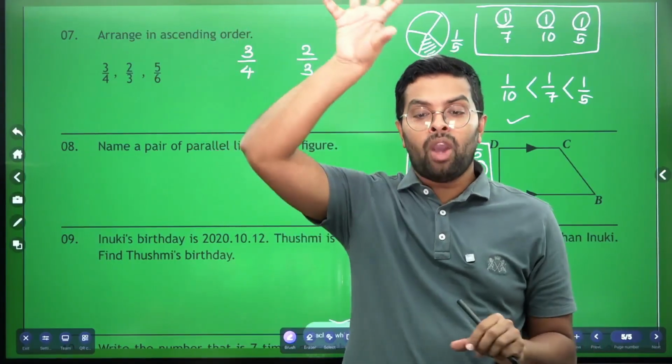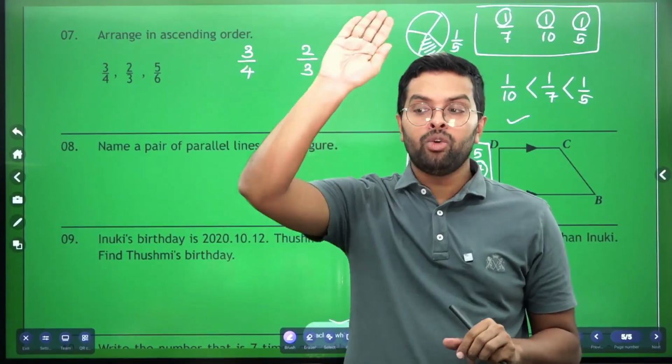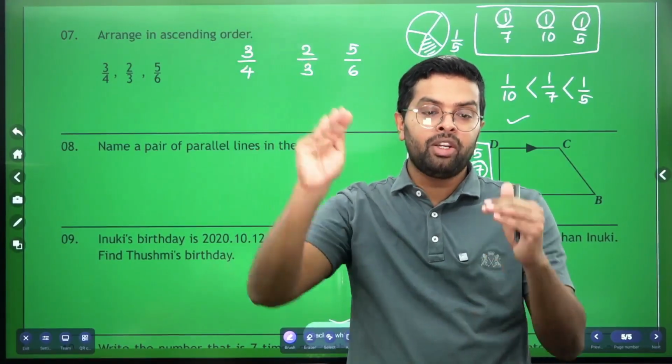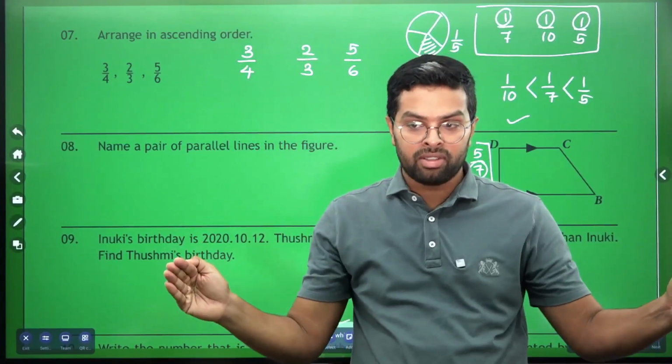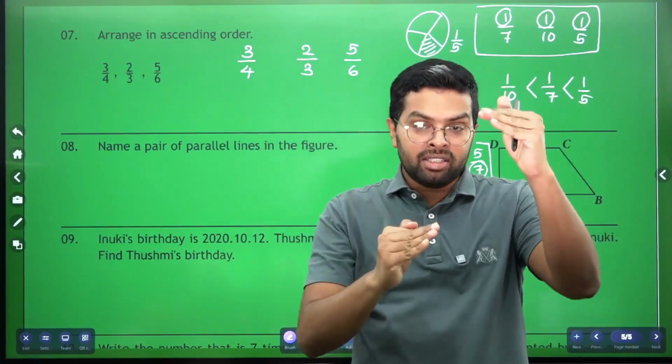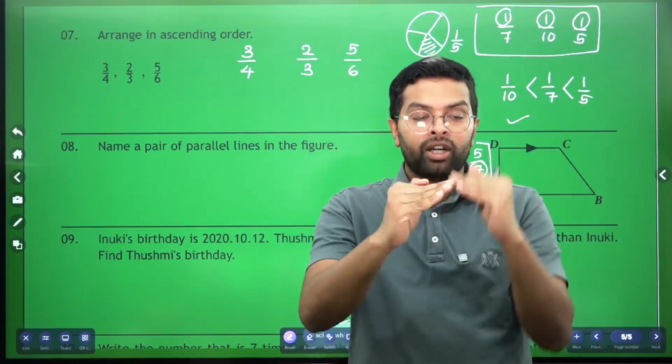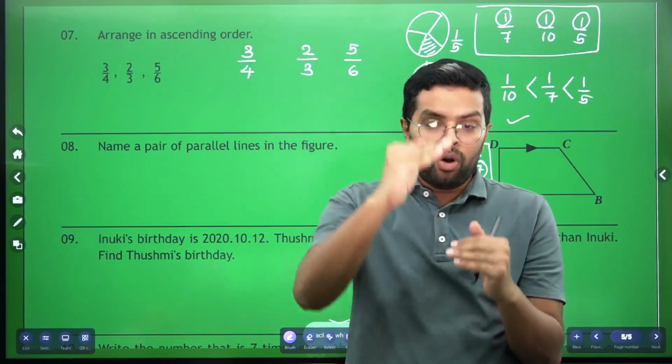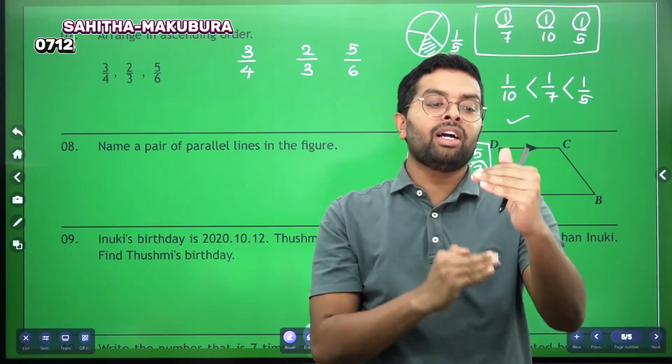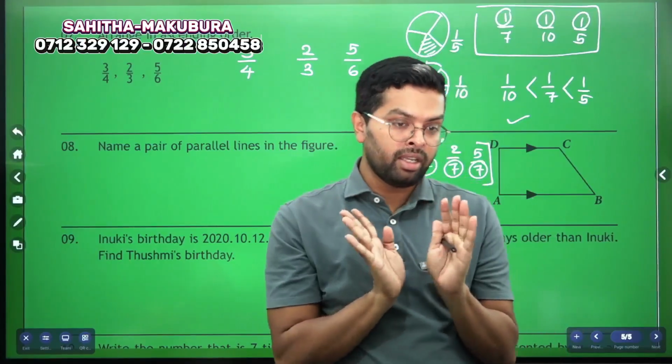Now if you have a set of fractions where the numerator is equal but the denominator has different values, then the largest denominator will be the smallest fraction. The smallest denominator fraction will be the largest fraction. That is the theory. Right?